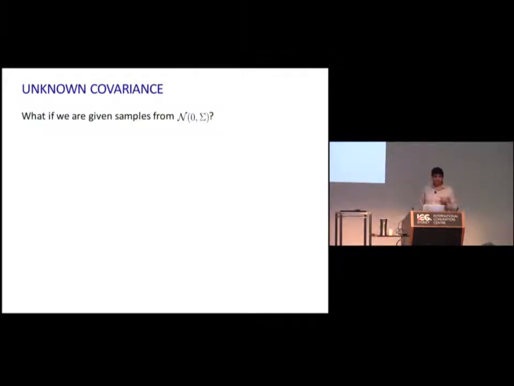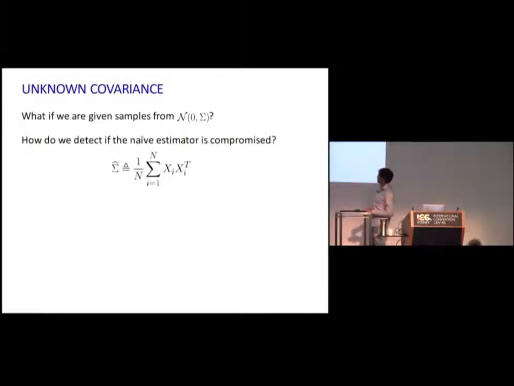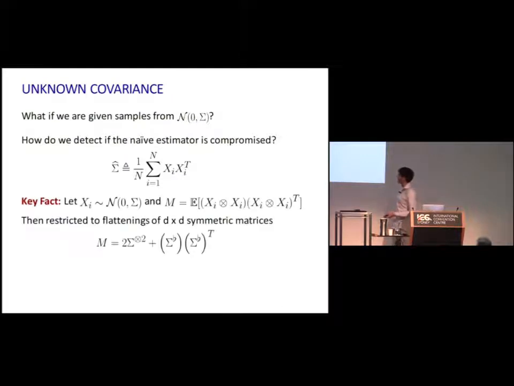Let's do a thought experiment to try and keep things simple. Imagine we're given samples from this Gaussian, N(0, sigma), so mean 0, covariance sigma. Once again we want to use the naive estimator, the empirical covariance, in order to estimate sigma. So how do we detect when that's been compromised? Here's a key fact, probably one of the last technical things I want to get to before some of the experiments: if you take samples from a d-dimensional Gaussian, the fourth moment has a really beautiful structure.